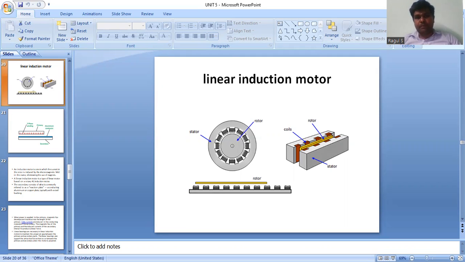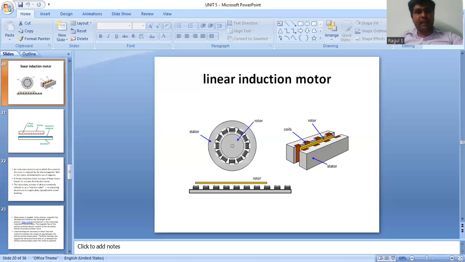It has two important parts: one is a stator, another one is a rotor. In this diagram, we clearly indicate the stator part, the rotor part, and the coil placed in those places. This is a linear induction motor, clear construction. To obtain it, cut the stator windings along the plane perpendicular to the primary. This diagram is focused on that.